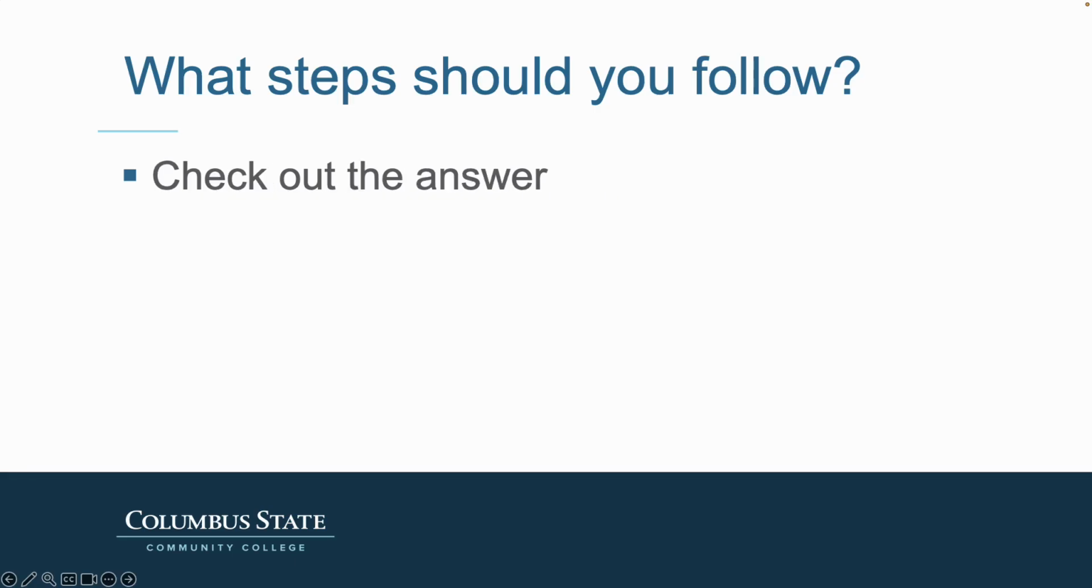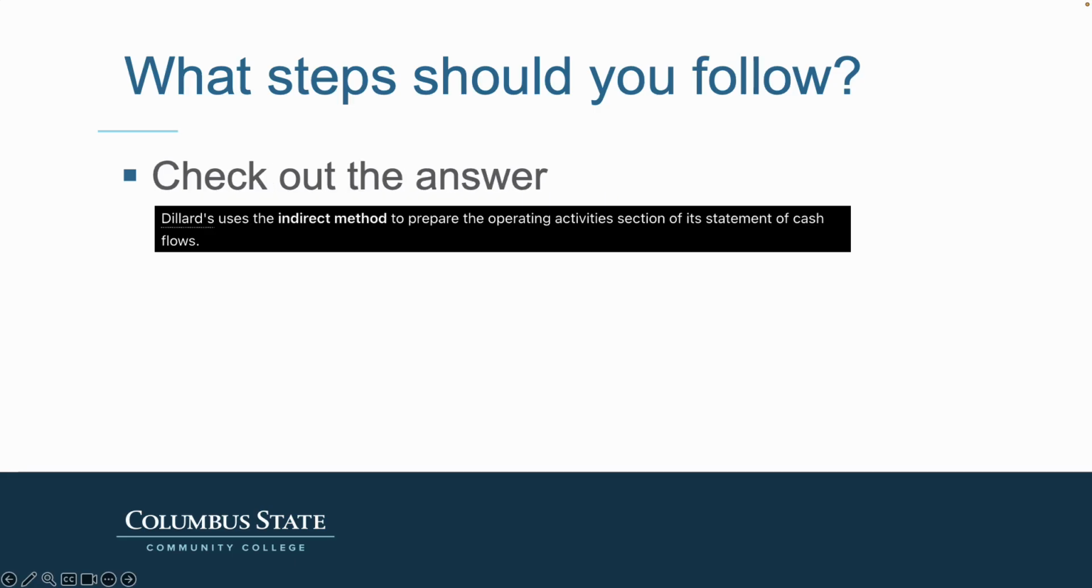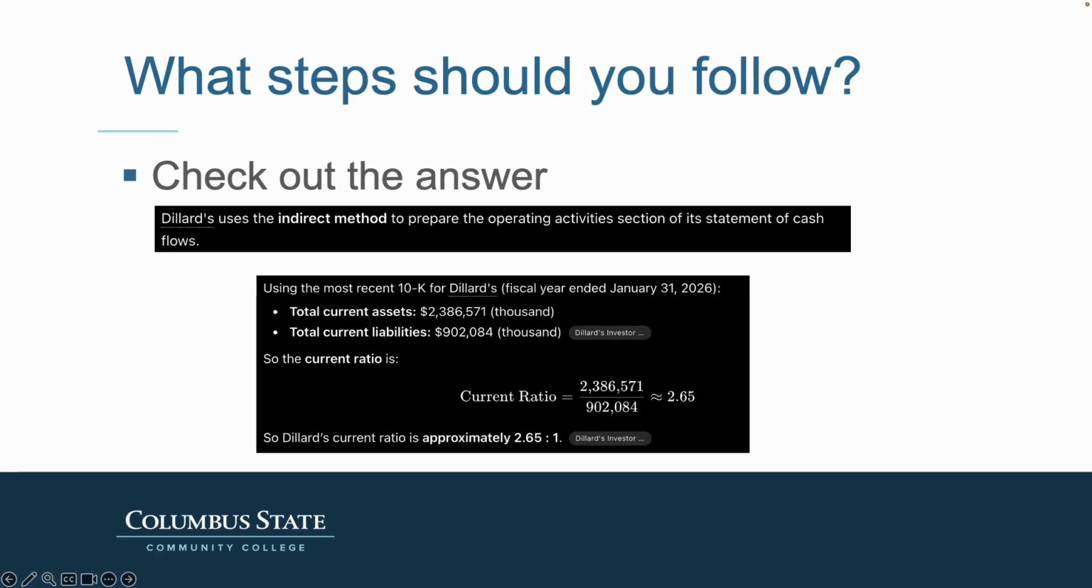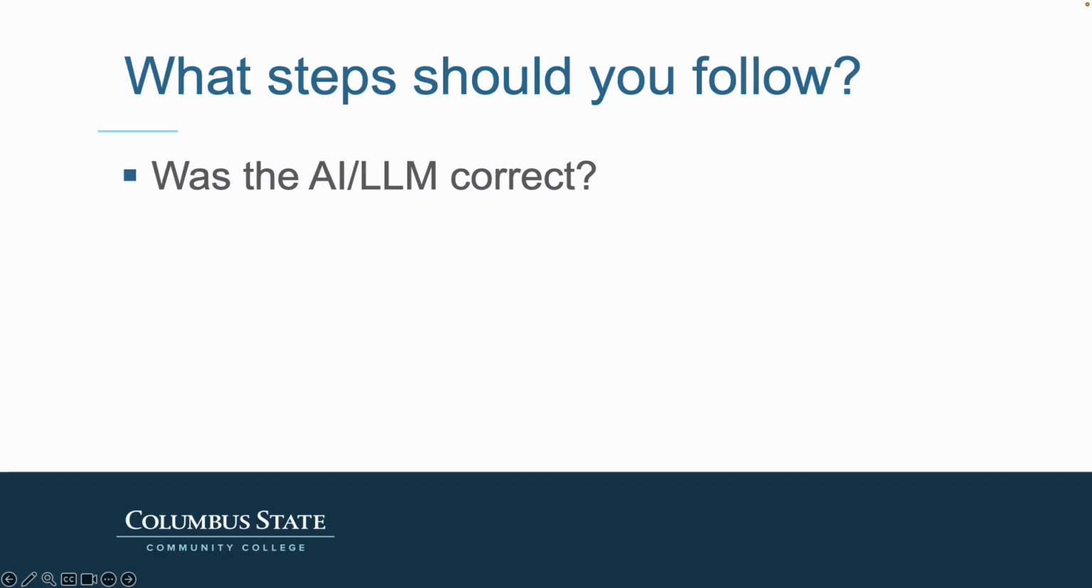After you've answered the questions, check out what your AI LLM said. For my particular situation, it said Dillard's uses the indirect method for statement of cash flows, and it calculated the current ratio for me. It said 2.4 million for current assets and 902,000 for current liabilities, and then did the math for me. Your job here is to verify that information.